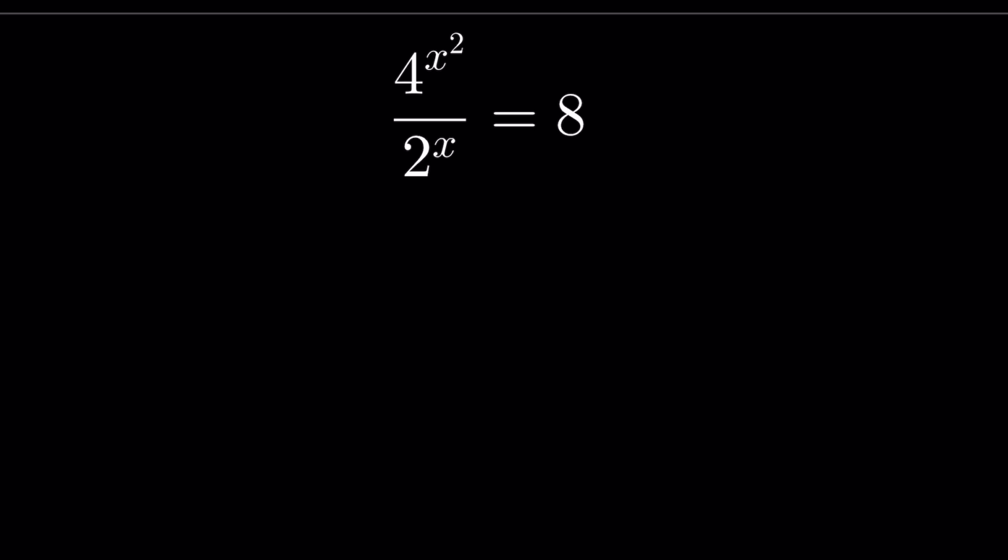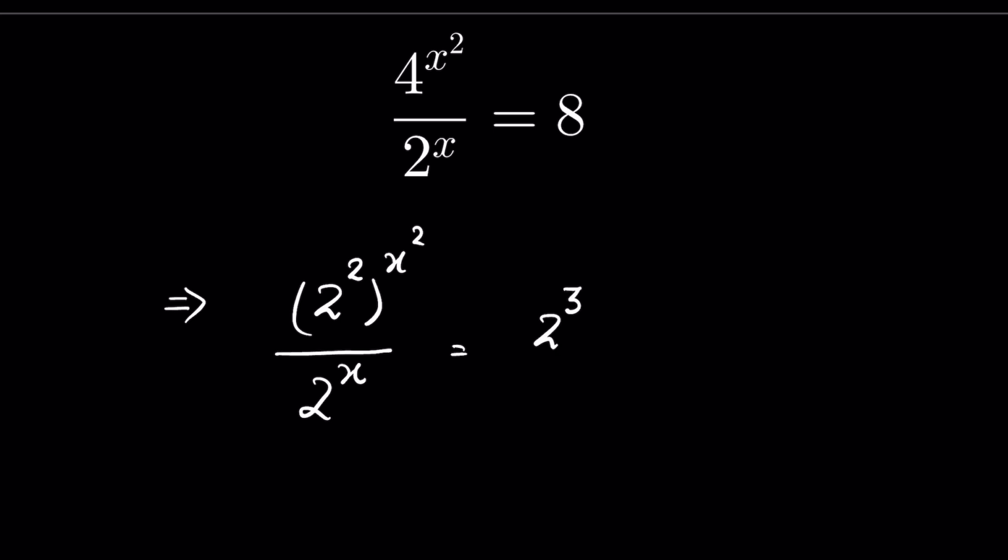4 to the power x square upon 2 to the power x is equal to 8. Find the value for x. So 4 we can write as 2 to the power 2, then whole to the power x square upon 2 to the power x is equal to 8. We can write 8 as 2 to the power 3.